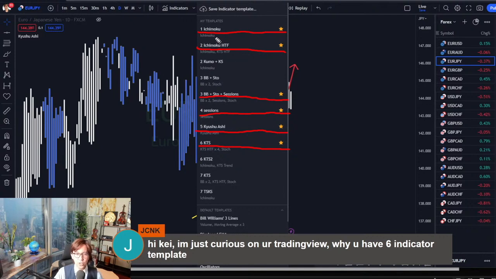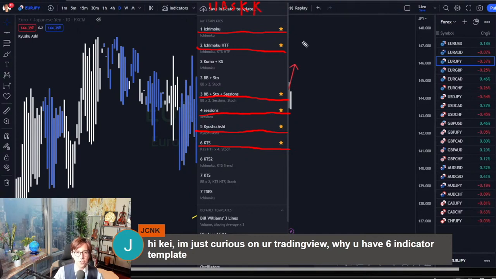Before, I was not putting the numbers in front. And up here it says I for Ichimoku, because it takes the first letter of the template. So the first one was I, and the second one also was I, because I put the name Ichimoku on these two templates. The next one became B, the fourth one was S, and the fifth was K, for Kumo Ashi. And number six was also K.